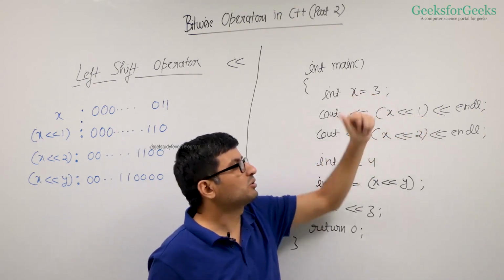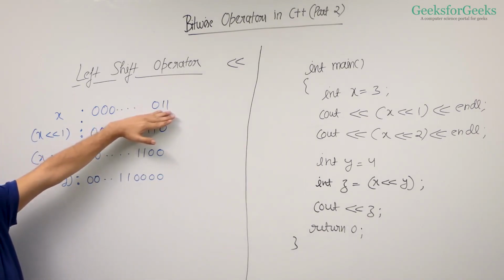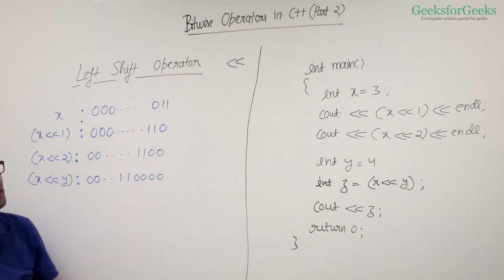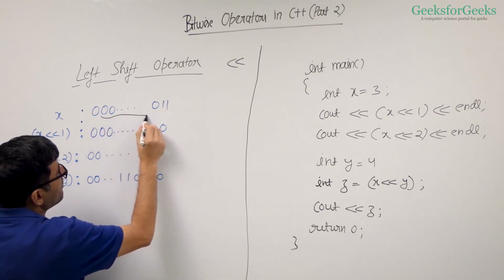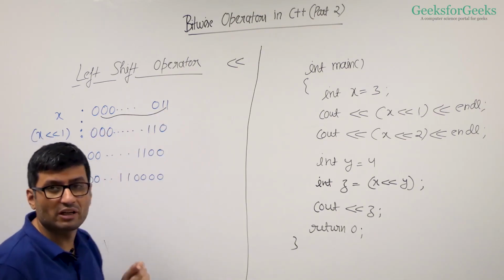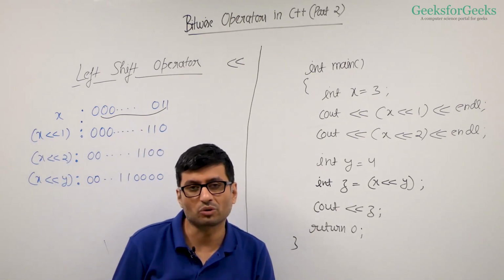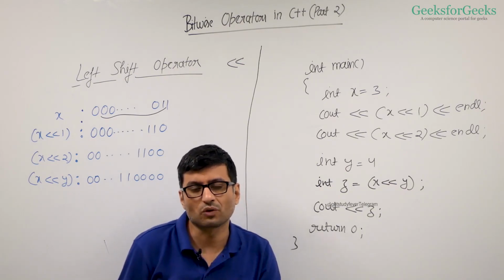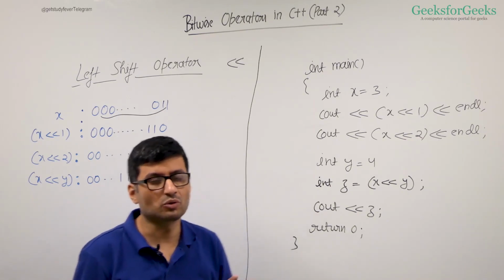Let's take x equal to 3 as an example. So this is the binary representation of x, 3, right? The last two bits are set, 1 and 2, they mean 3. When you left shift it by 1, what happens is these 31 bits move, and I'm assuming here that numbers are represented using 32 bits. Please note that your integer might be represented using 64 bits or 16 bits also. Here I'm assuming 32 bits.